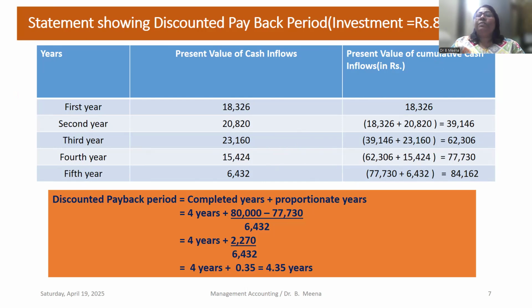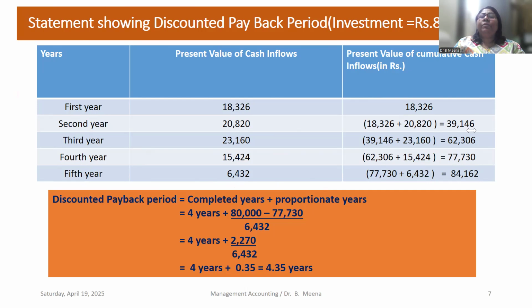Then what is my investment? 80,000. This investment of 80,000 lies between the fourth and the fifth year. So I will calculate the discounted payback period as 4 years, because out of 80,000, 77,730 I got in the fourth year itself. How will I calculate the remaining value? 80,000 is the investment, and 77,730 I will get in the fourth year itself. The balance, 2,270, I can get only in the fifth year. That fifth year's respective cash inflow is 6,430, then 0.35 plus 4 years, so 4.35.